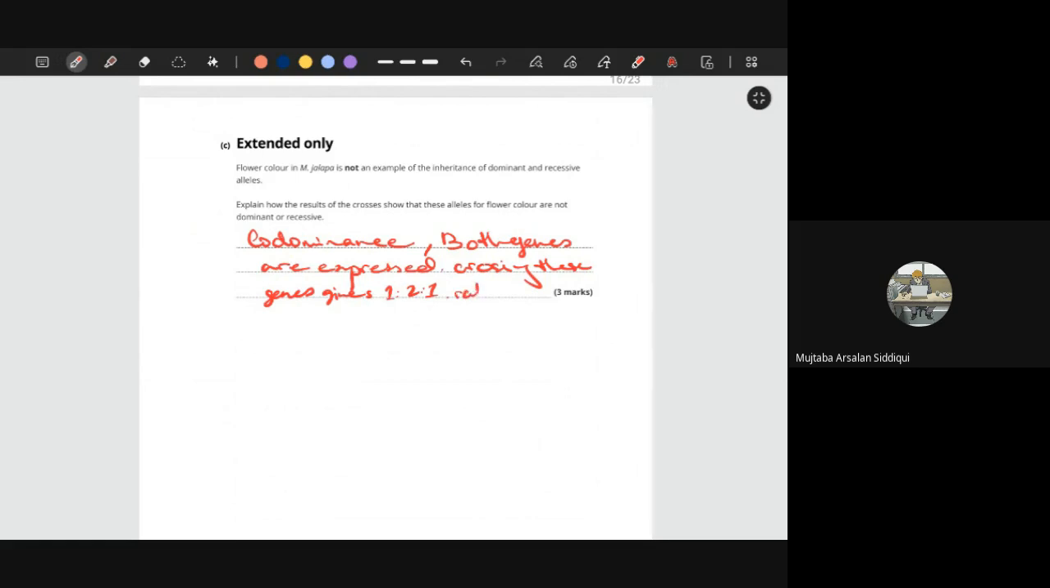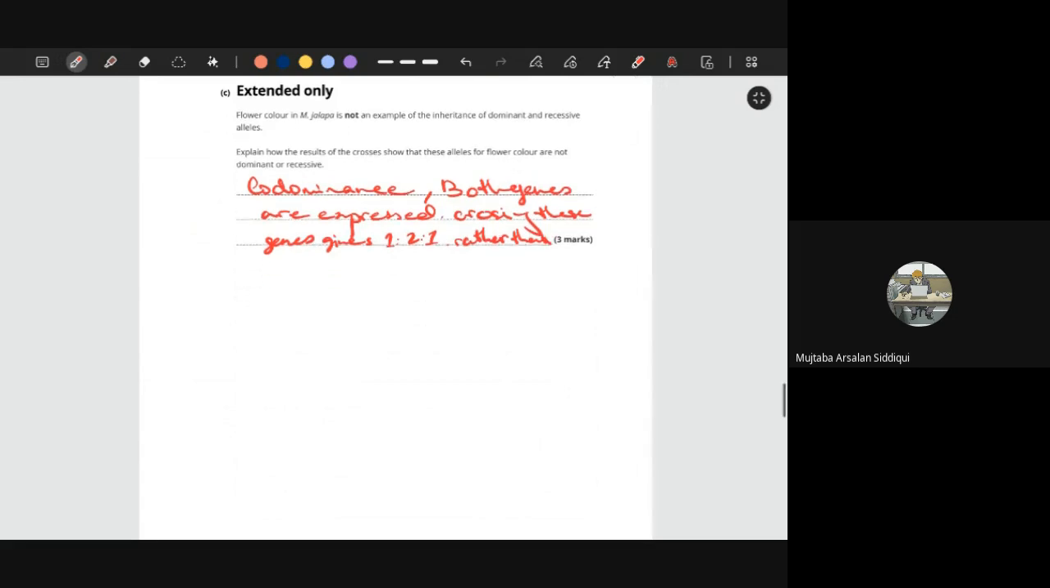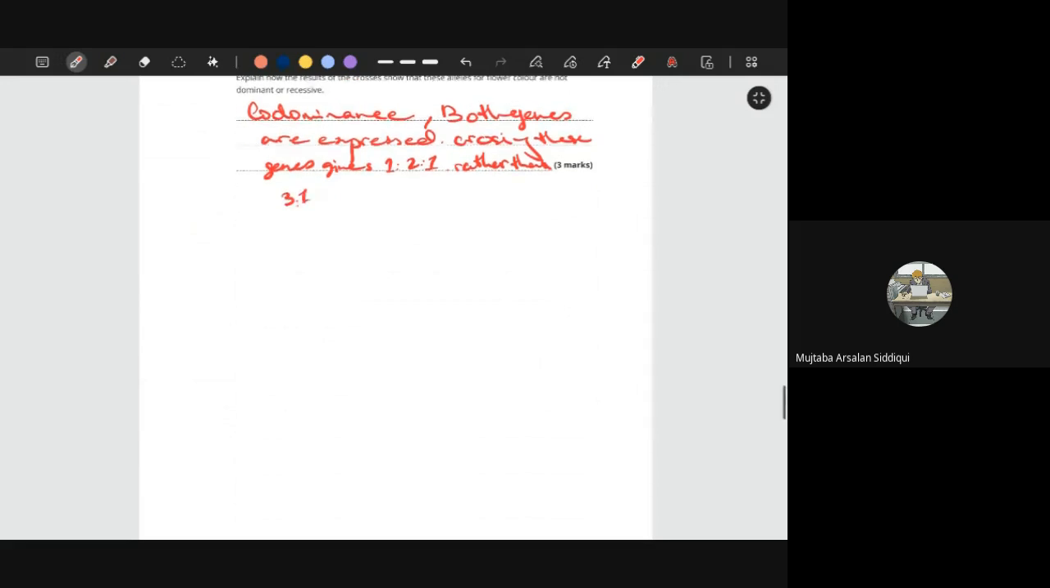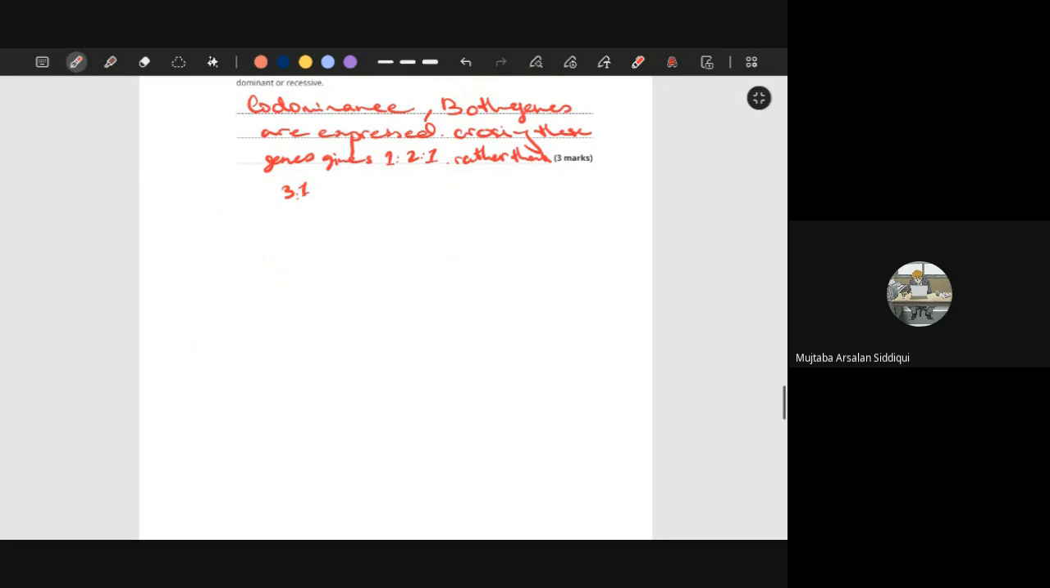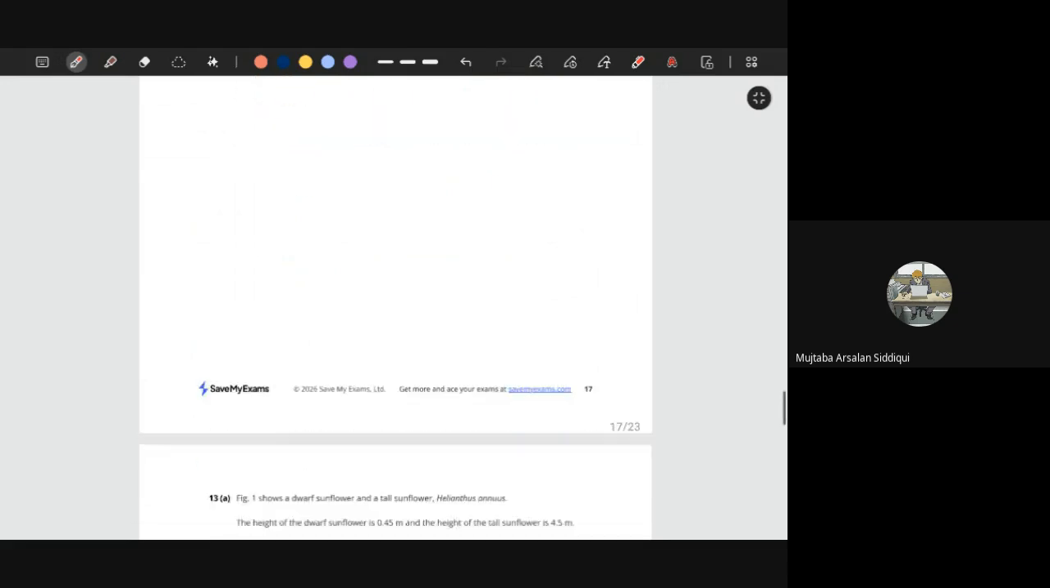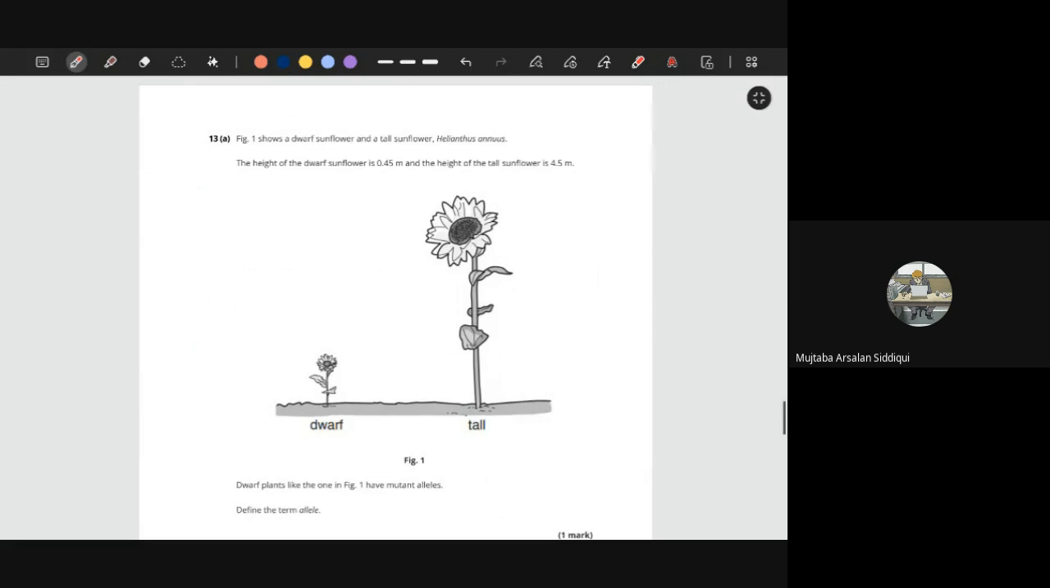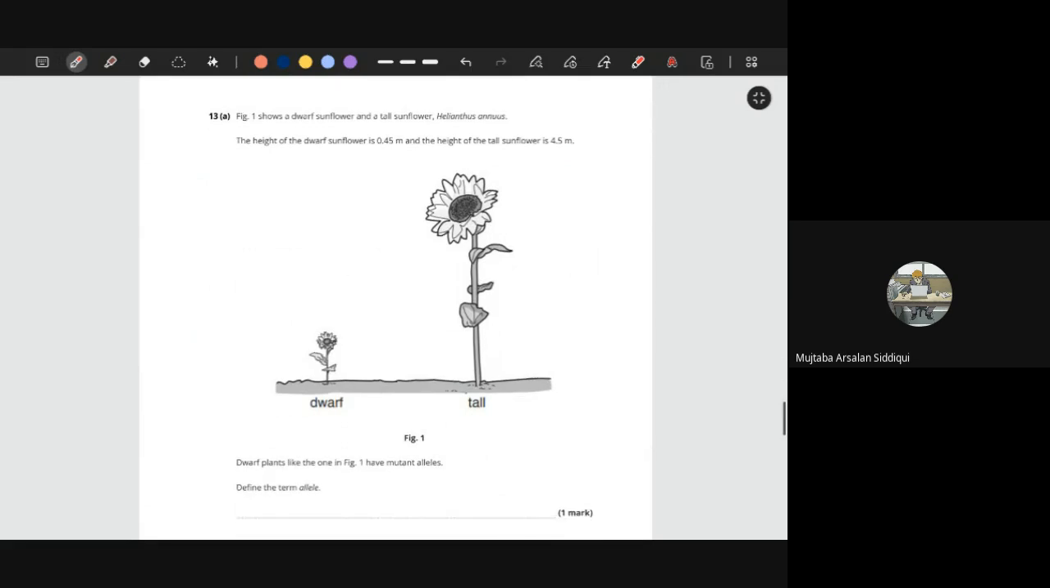Rather than, what is the normal ratio when you have dominant and heterozygous? You get 3 is to 1. Right? Make sense? When you have two heterozygous dominants, you get a ratio of 3 is to 1. But here you get 1 is to 2 is to 1.